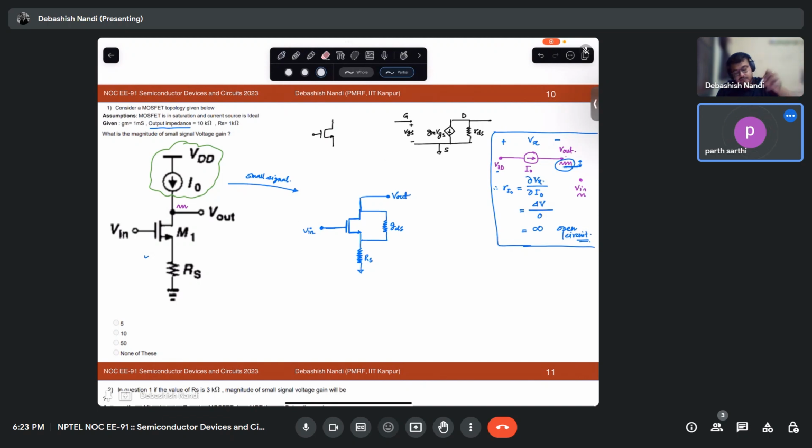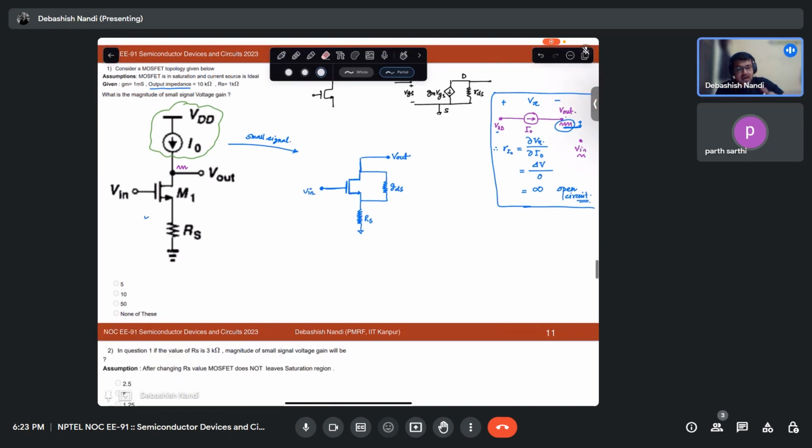Yes, sir. Okay, now understand this very carefully. This is a node. There will be a certain potential developed. Let me call it Vx. Okay. Yes, sir. So what is the current through this transistor in small signal?